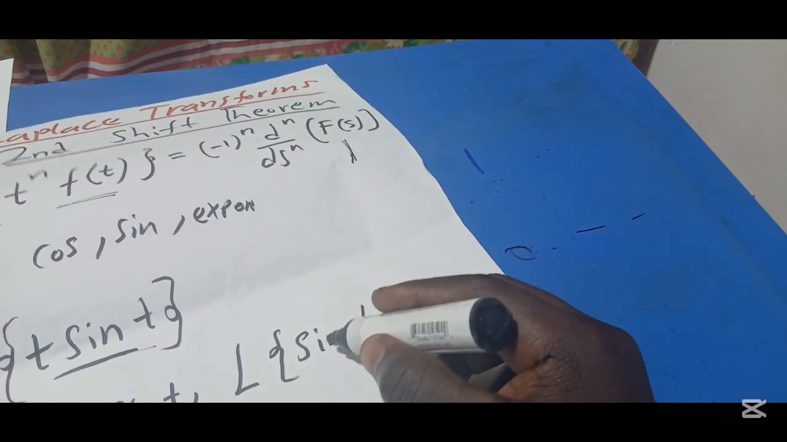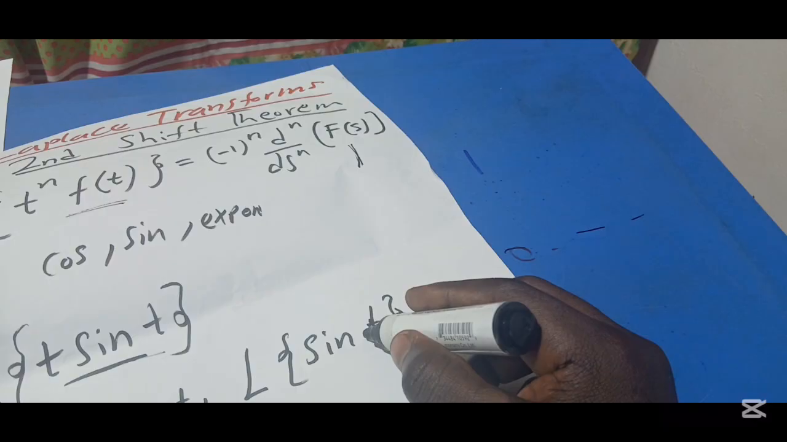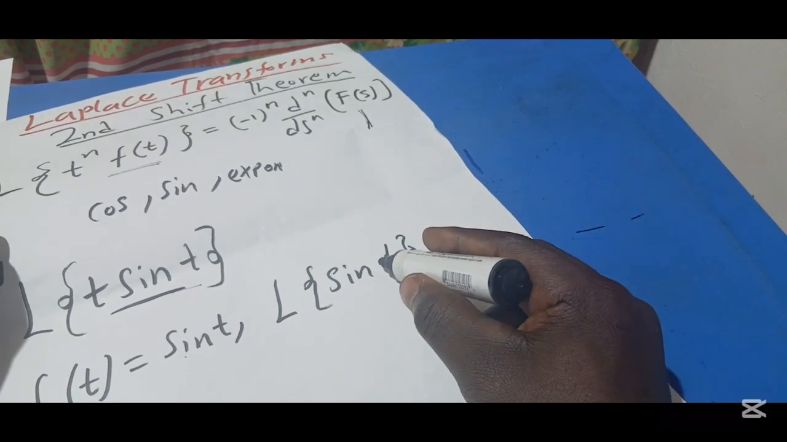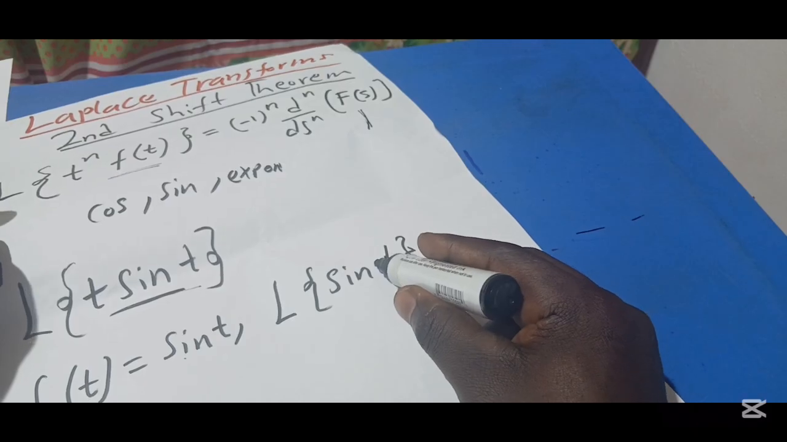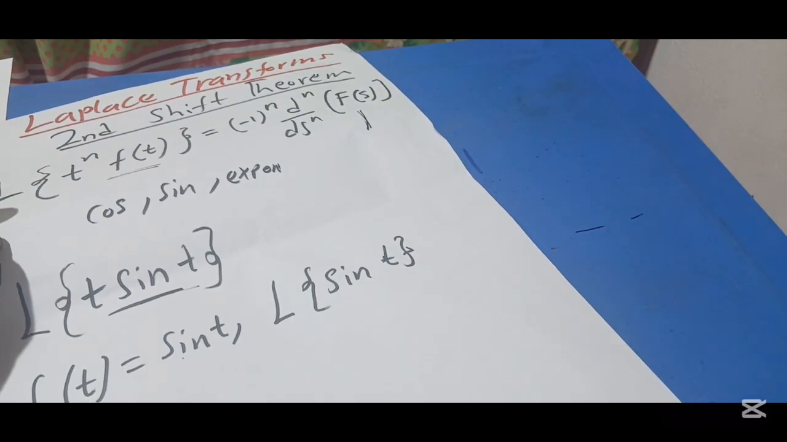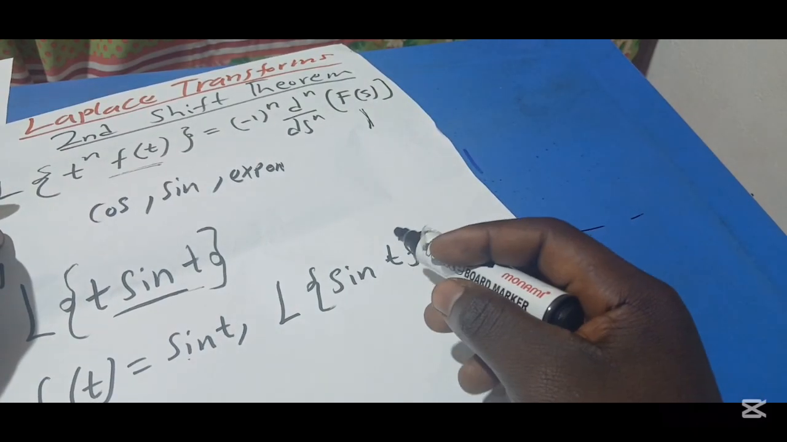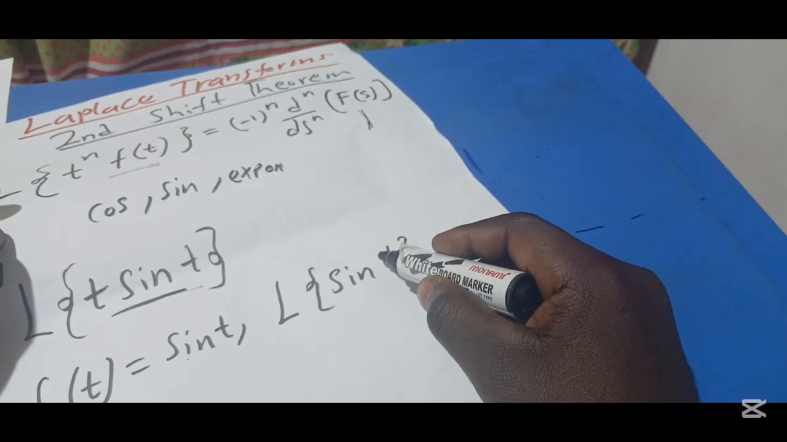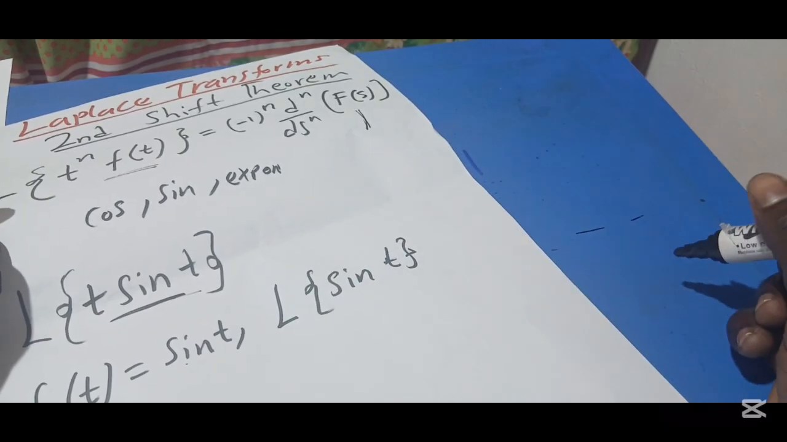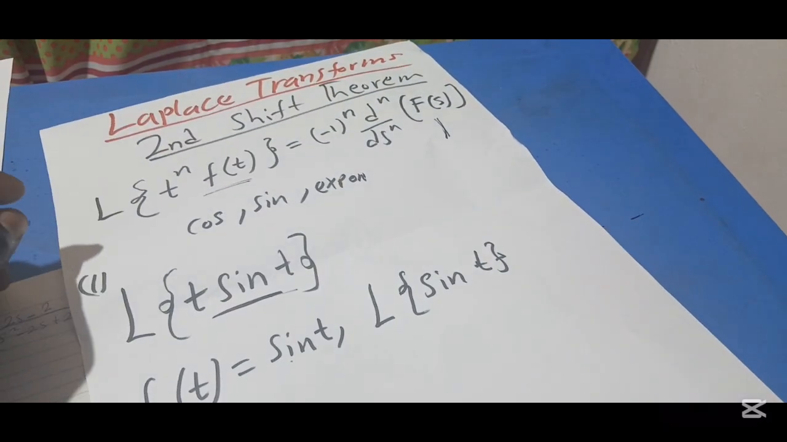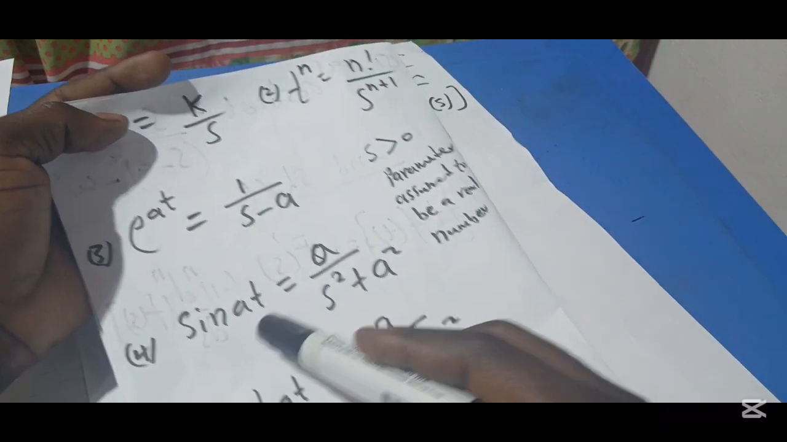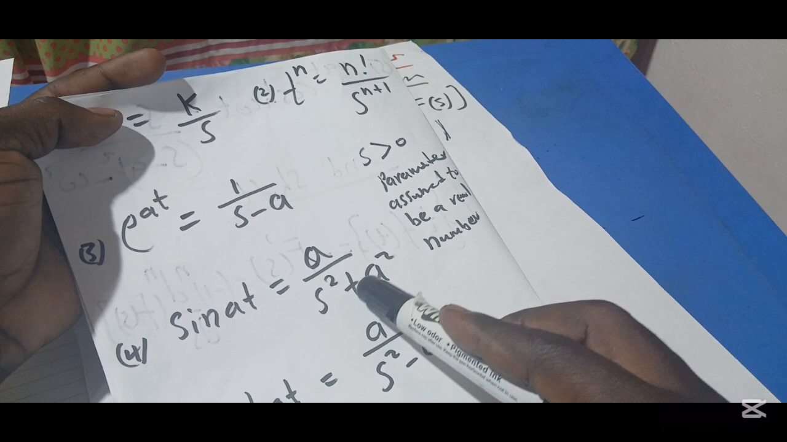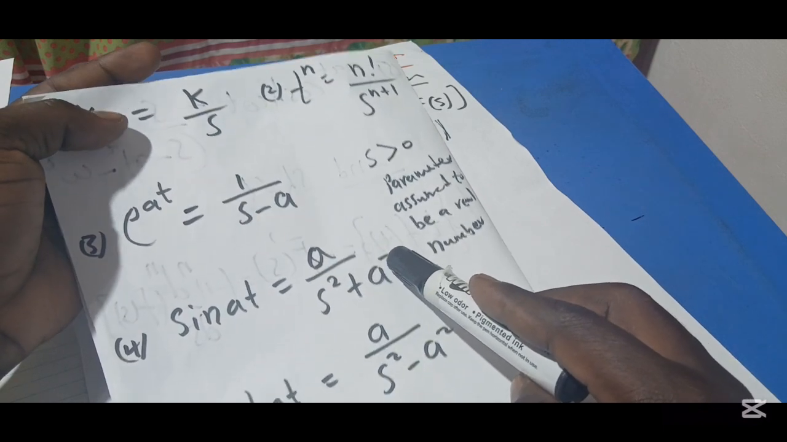What is the Laplace transform for sine at? Our a here is 1, and because it is not more than 1, there's no need to write it. If it were more than 1, you could have seen 2 here, 3 here, or something else. So for the sine function, looking at our basic Laplace transforms, the Laplace transform of sine at equals a over s squared plus a squared, right? We need to know all these things.